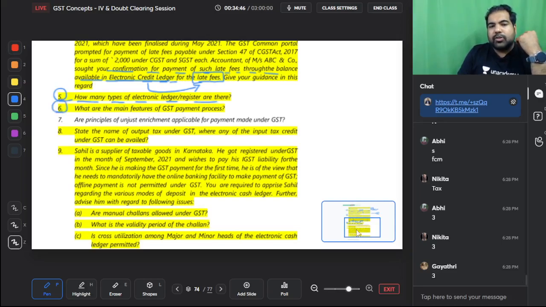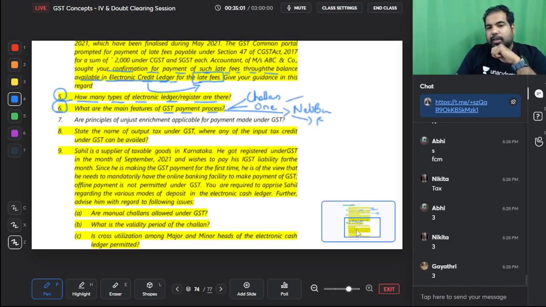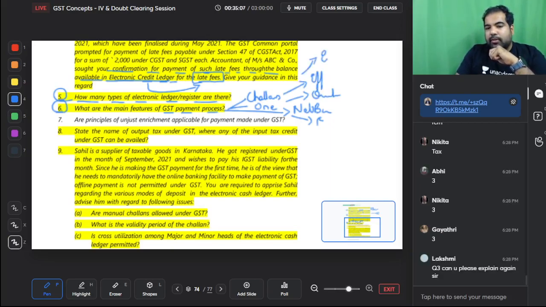What are the main features of the GST payment process? The main features are there. All challans are electronic. There is only one challan. It focuses on net banking and electronic payments. It is fast. It is quick and fast. It is efficient, and it basically avoids any errors.